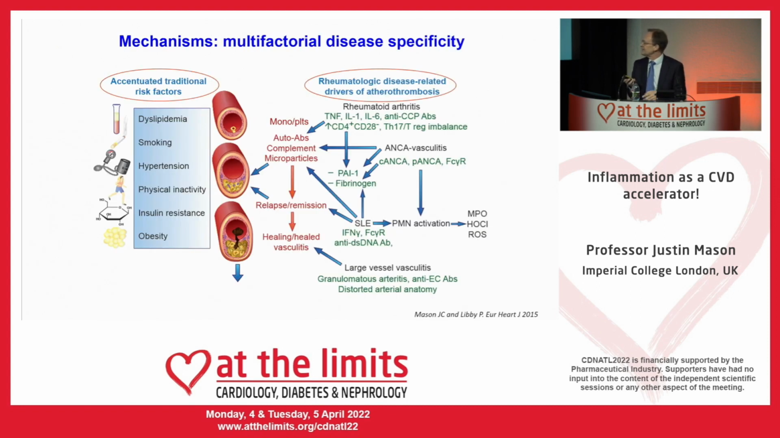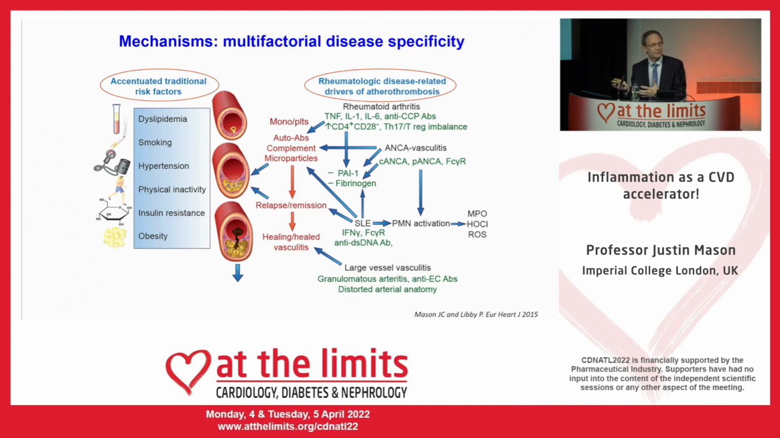So Peter Libby and I produced this slide, which in hindsight is overcomplicated, but the reason I'm using it is to illustrate the fact that these patients, the secondary patients, have accentuated traditional risk factors that need tackling, as well as immune disorders that are probably driving this process. So, for example, smoking is a marked risk factor for the development of rheumatoid arthritis. Many of these patients have physical inactivity for obvious reasons and a predisposition to insulin resistance.